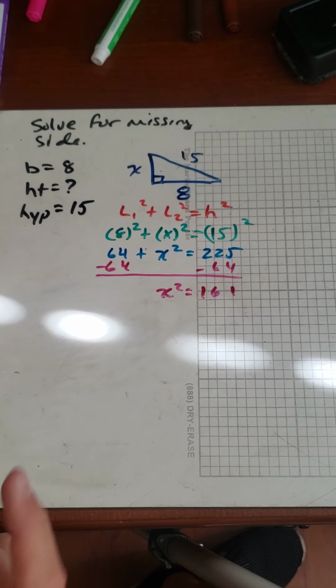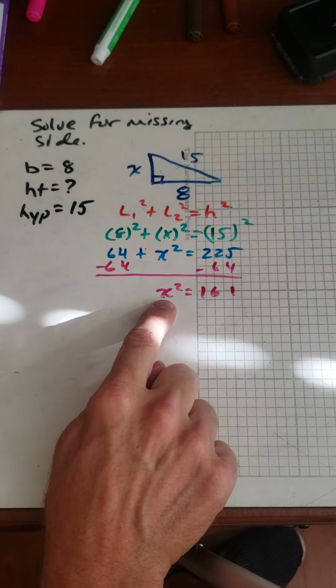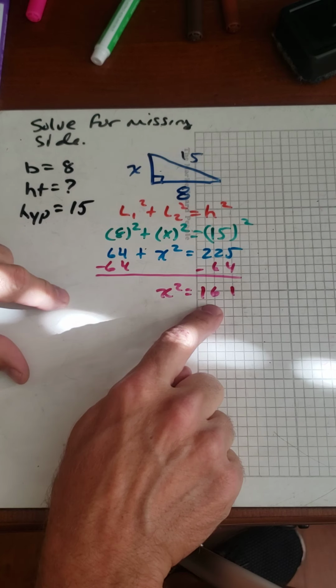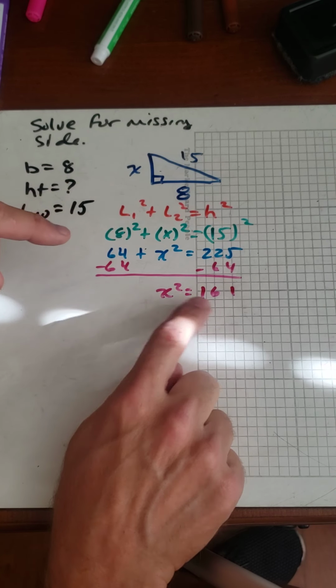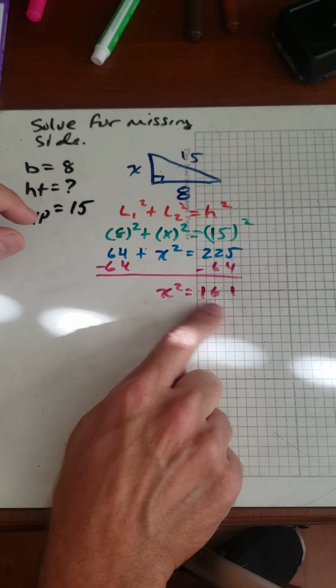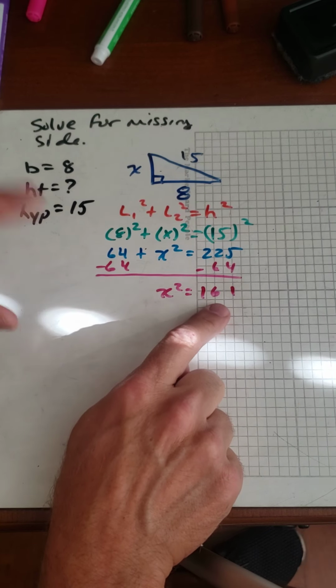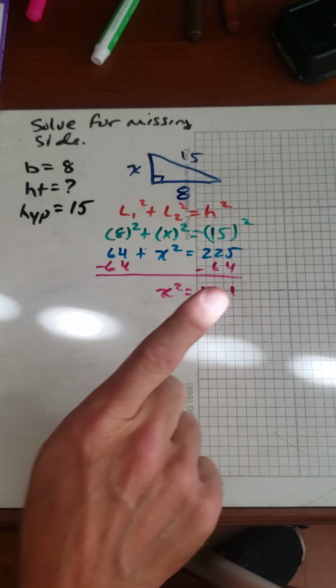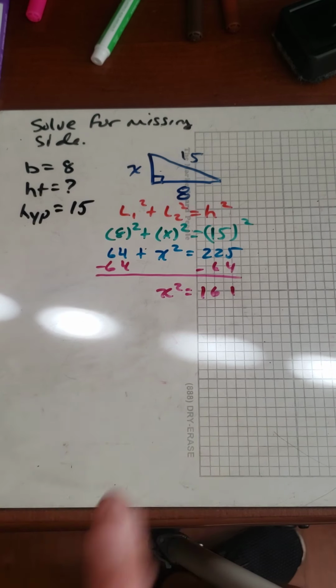So kind of I'm thinking about if this was a 12 here, 12 times 12 would be 144. That's pretty close. If it's a 13 here, 13 times 13 is 169. That's even closer. So I know it's somewhere between 12 and 13. I don't know exactly what it is, but somewhere between 12 and 13.